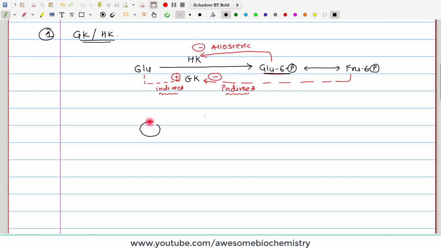Suppose this is the glucokinase, right? Now let's say this is the active site of glucokinase. Whenever glucokinase is free like this, it is in the active form. That means it can convert glucose to glucose 6-phosphate. But in our cell there is one more protein, known as glucokinase regulatory protein, that is GKRP.